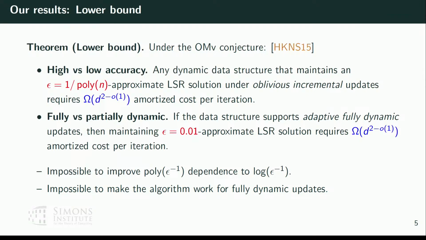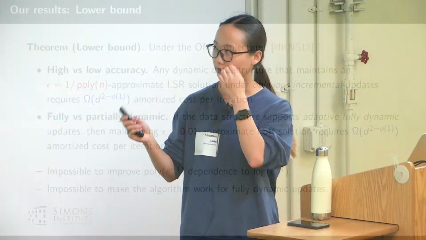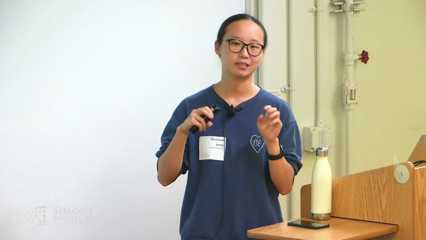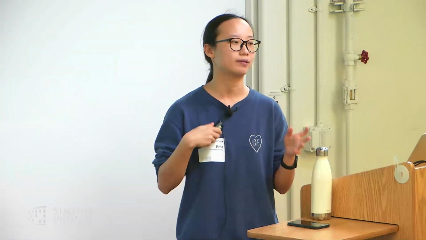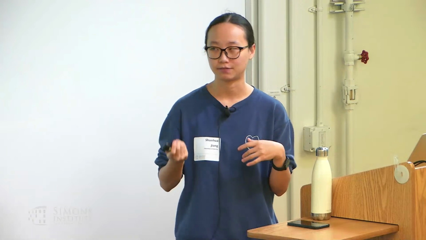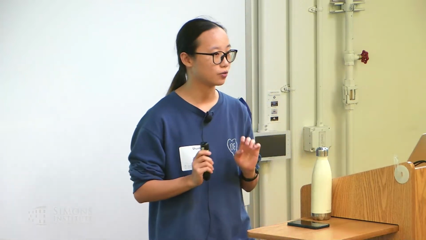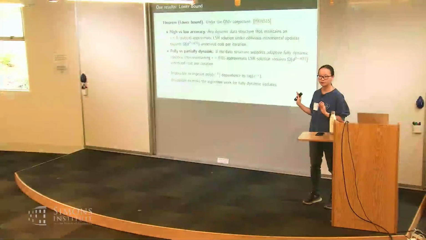Okay. So next, I will move on to more details of all these results. My talk today will have 3 parts. The first part is the upper bound, but under oblivious incremental updates. In the second part, I will say how we let the algorithm work for adaptive updates. And then in the third part, I will go into the lower bounds. So are there any questions for the results?